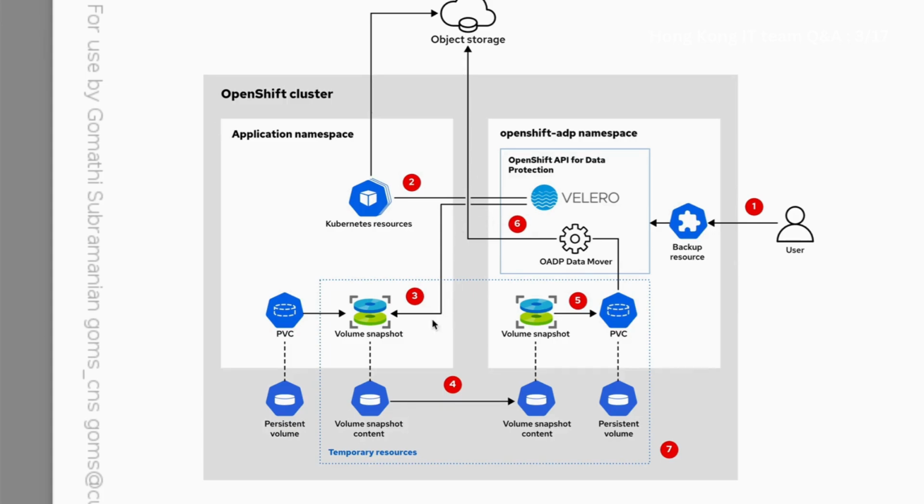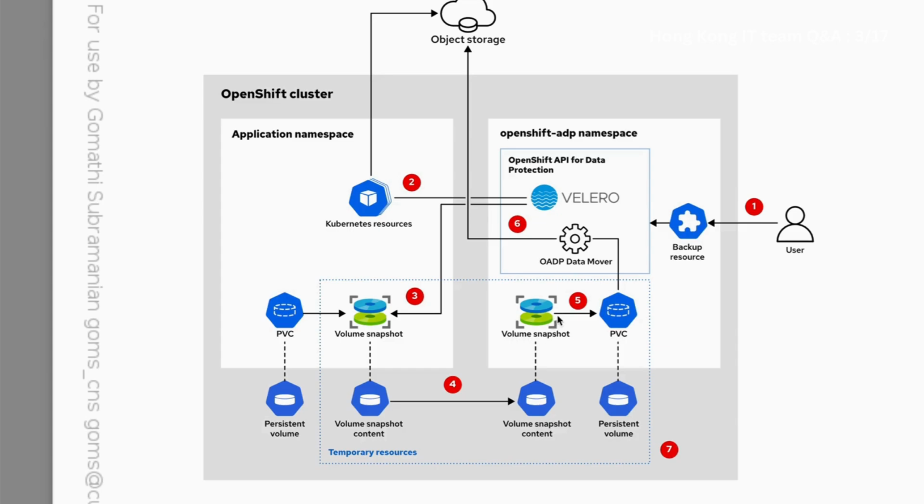And then you can see the third one, wherein the Velero CSI plugin creates a CSI snapshot of the application volume. And then the data mover clones the volume snapshot content and volume snapshot resource to the OpenShift ADP namespace. And then the data mover creates a PVC from the volume snapshot. As you can see, we're just cloning these things. That's why you can see the volume snapshot content here, and then the volume snapshot content here as well, and then a couple of PVCs.